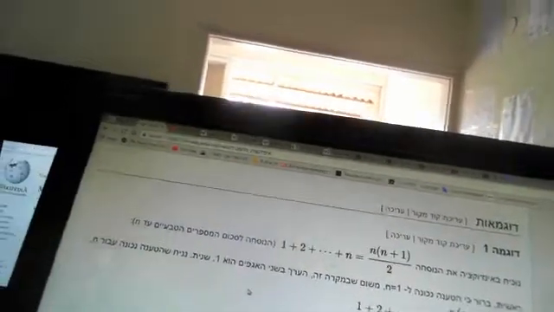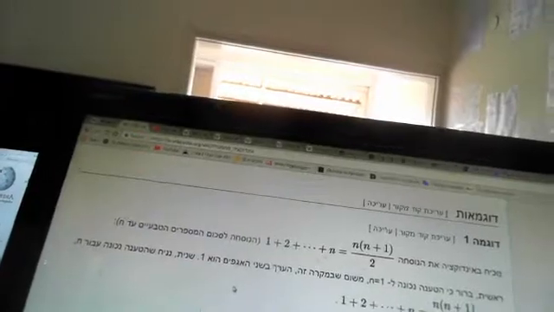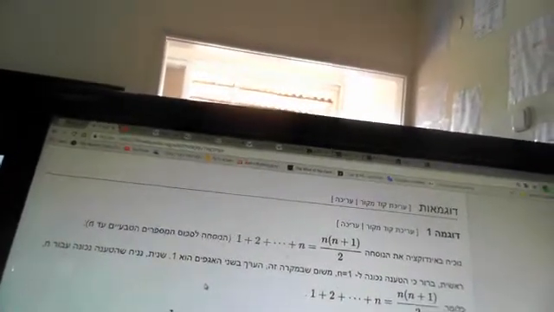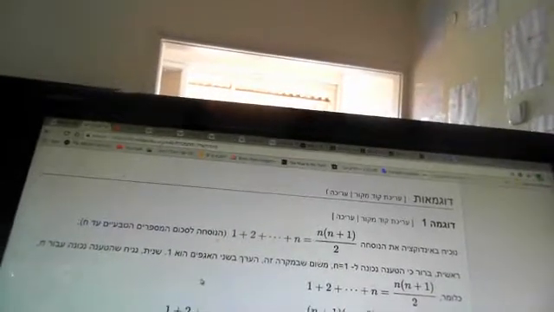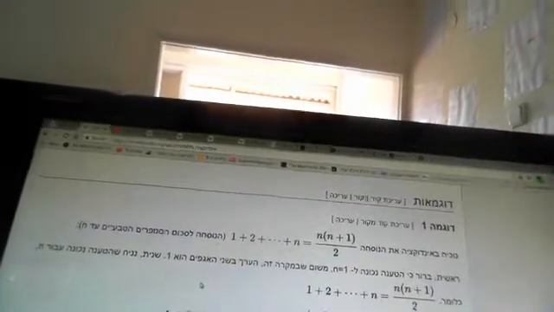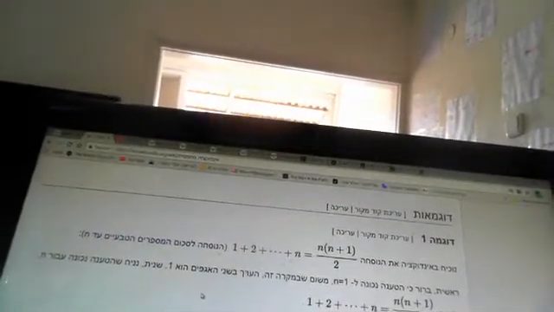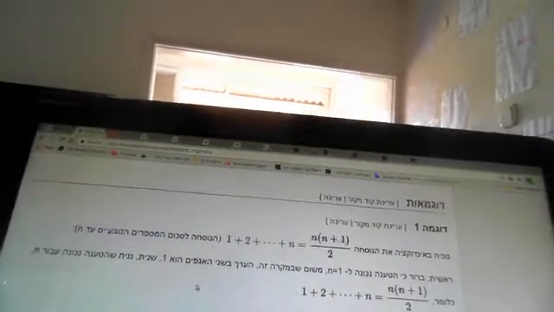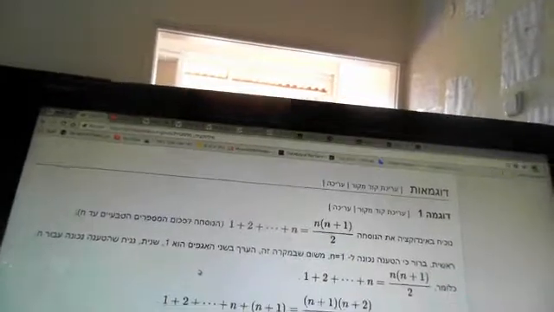Okay, we finished the first step of the mathematical induction, that is the base case. Now we will go to the next step, that is the inductive step.